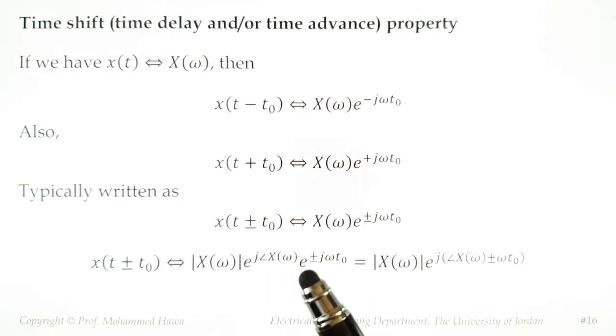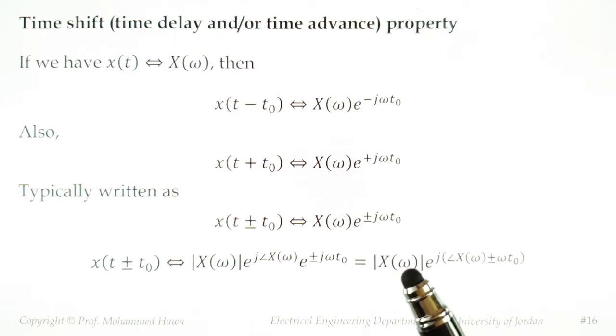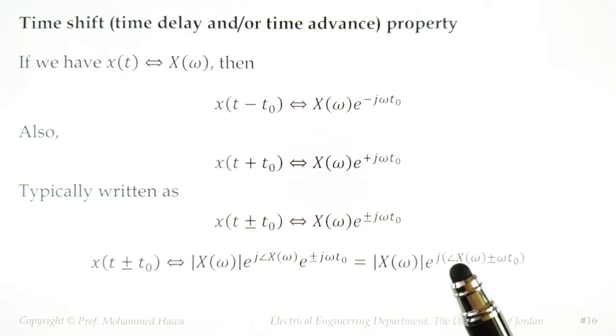Because multiplying exponentials means you add up the exponents, you're going to get as your answer the absolute value of X of omega e to the j angle X of omega plus or minus omega t naught, which tells you that the magnitude of X of omega, or the magnitude spectrum density, is not affected by time shifts. On the other hand, the phase, the angle of X of omega, or the phase spectrum density, is affected by time shifts by adding plus omega t naught or subtracting minus omega t naught, which is a linear line in the frequency domain with a slope t naught or minus t naught.